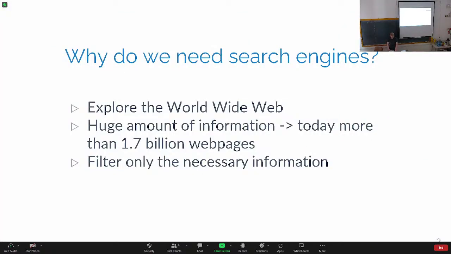The simple answer is to explore the World Wide Web. The amount of information on the internet is constantly increasing, currently being more than 1.7 billion pages available. This means it is impossible for a person to look at each page until the required information is found. Search engines are the tools that facilitate this process. A search engine keeps an index of all web pages and offers the possibility to input a query and get relevant results back. Relevance is the key concept here. Out of this huge amount of information, filtering only the necessary information is a must.